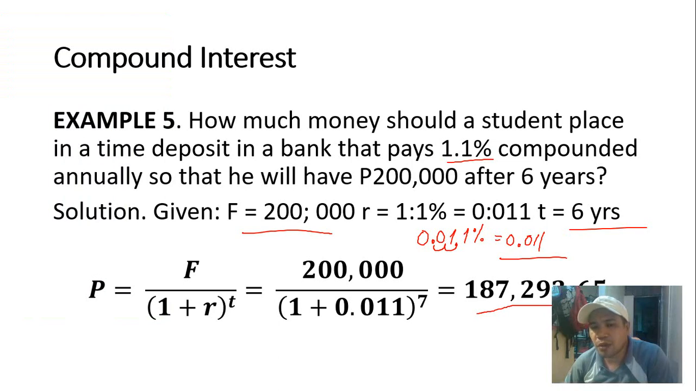And that's it for the compound interest. Watch out for compounding more than once a year. In this example, our compound interest was compounded only once a year. What if it is more than once a year? For once a year, we have annually.